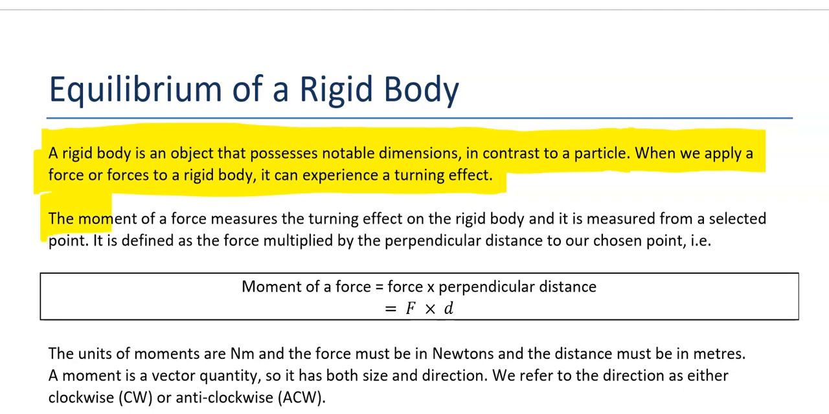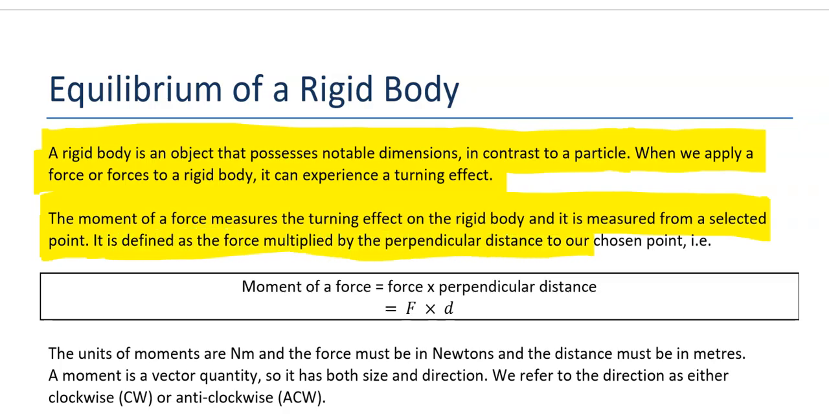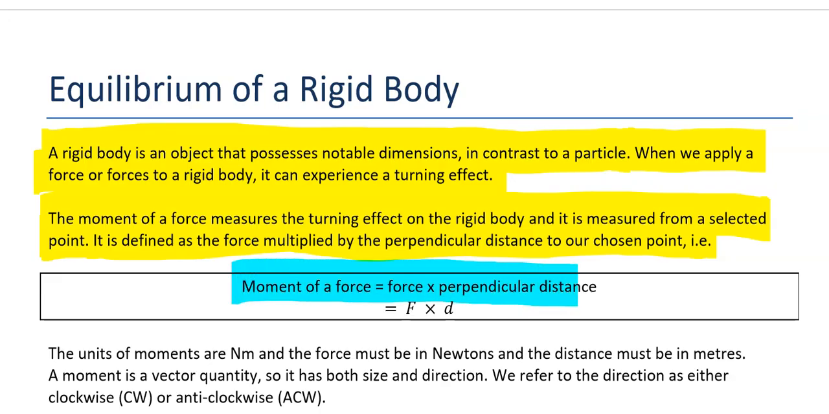So the moment of a force measures a turning effect of a rigid body, and it is measured from a selected point, and this point could be any point at all on the object or outside the object. You have to decide where that point is, and it is defined as a force multiplied by the perpendicular distance to our chosen point. This is our very important equation: the moment of a force equals a force times a perpendicular distance, that is, the perpendicular distance from your point about which you're taking moments. Okay, I'm going to pause the video.